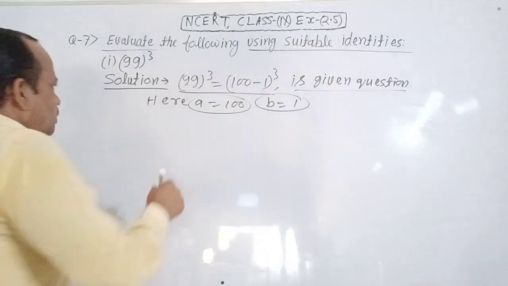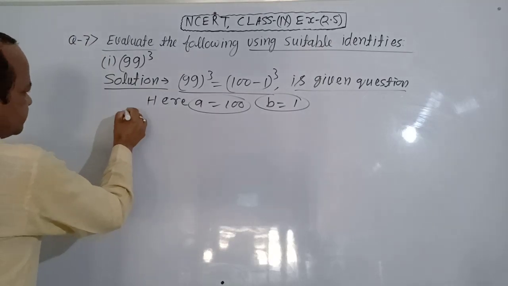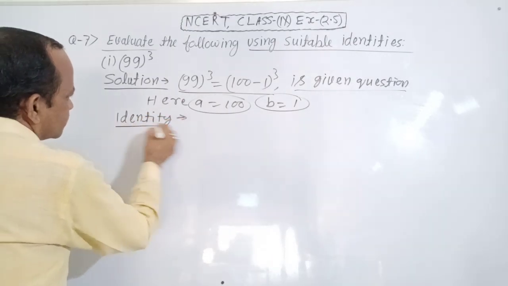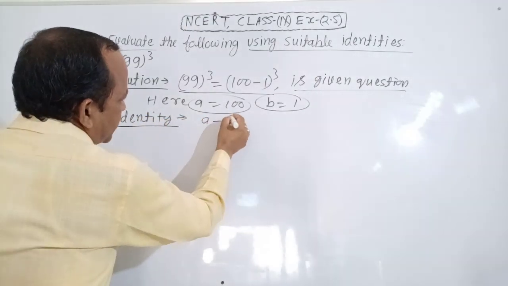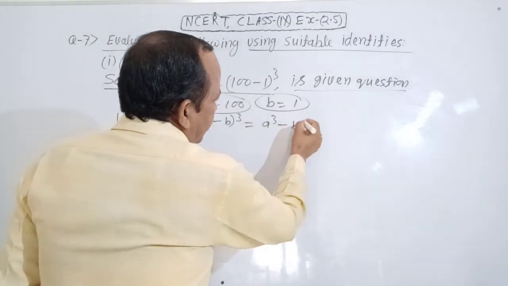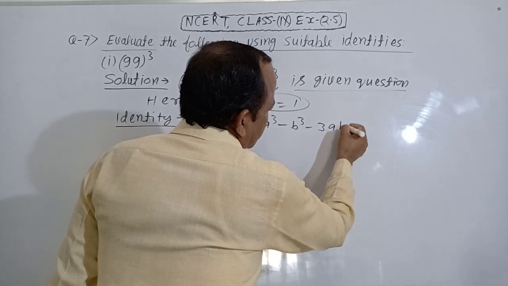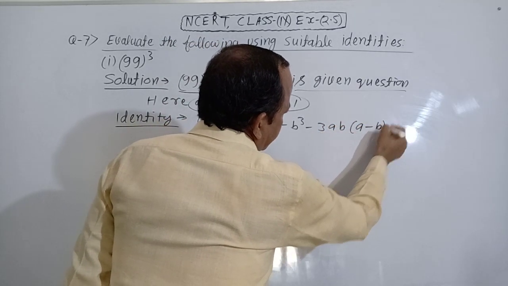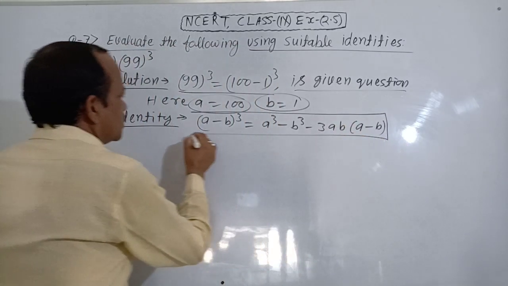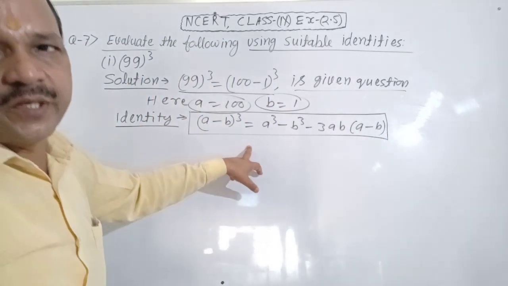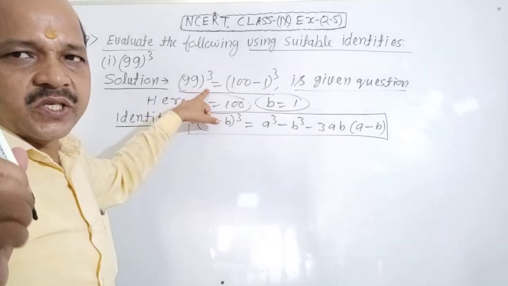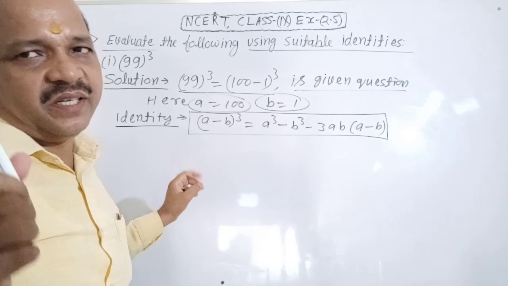Very good. Suitable identity: (a minus b) whole cube equals a cube minus b cube minus 3ab(a minus b). You can use this identity for this question. It is clear, no confusion about it. Very good.